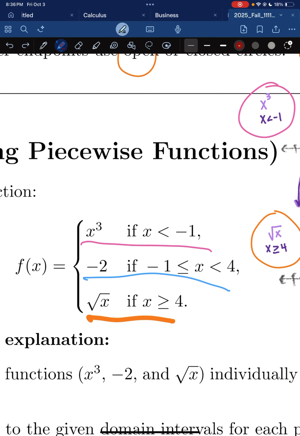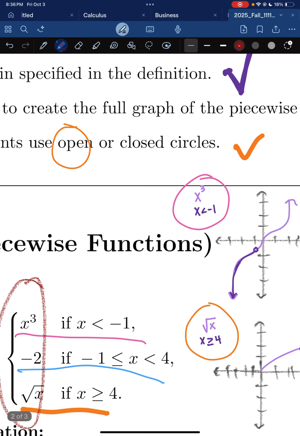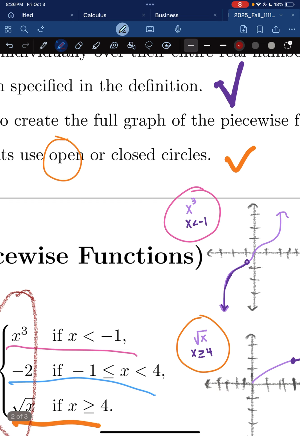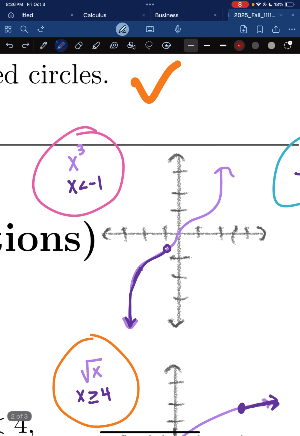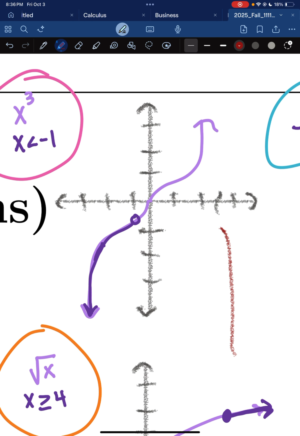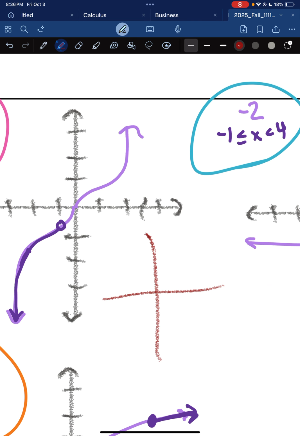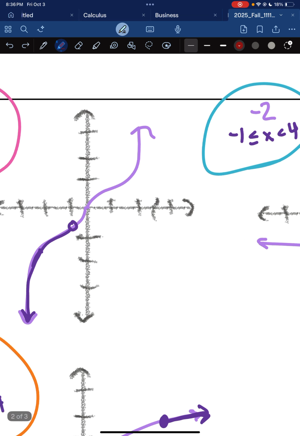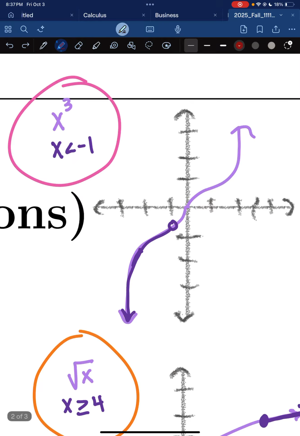All right, same exact thing for number 3. We're going to look at our inputs. So x cubed is what we're given for the first one. I know that when we have x cubed, the graph is going to look somewhat like that. Not the best artist, but whatever. So obviously that's how I drew it, because you can see from the purple line.